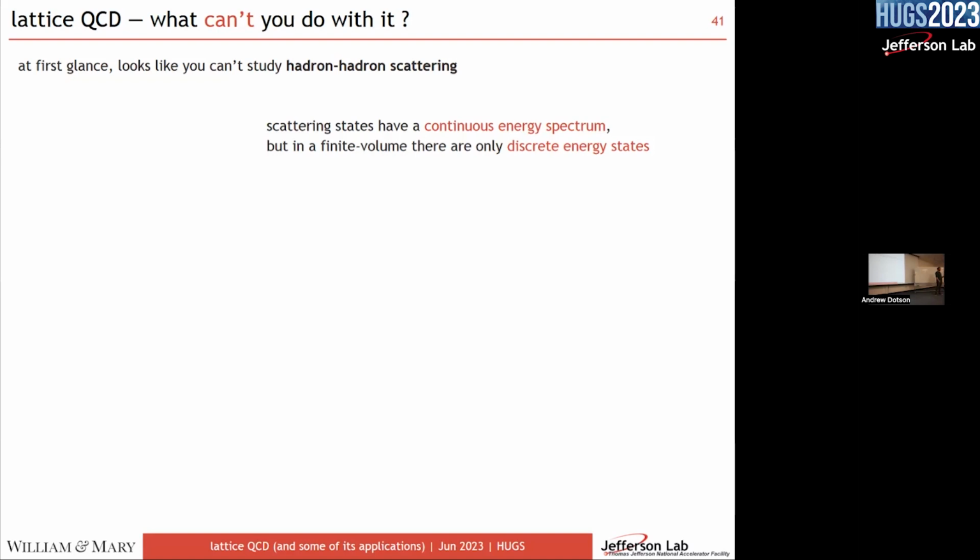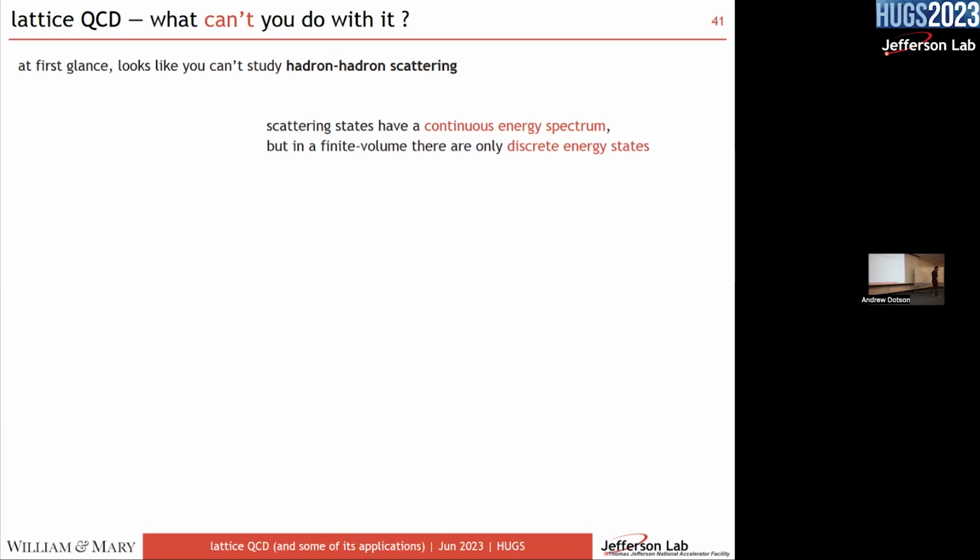And that's bad, because that's something you really, really, really want to be able to study, because most of what we know about hadron spectroscopy is about unstable resonances. So things like the delta baryon is a classic example, right? Fire a pion at a proton, and as a function of energy, it'll have this big bump in it called the delta baryon, and then that decays to a pion and a proton. So that's scattering, that's hadron-hadron scattering, and it's a continuous spectrum process, right? The energy there is continuous.